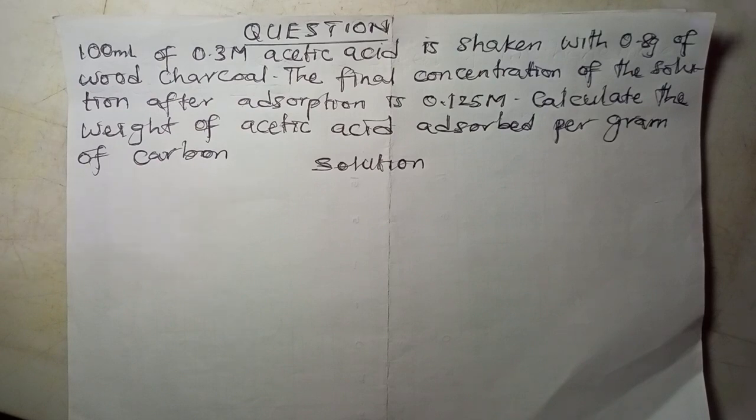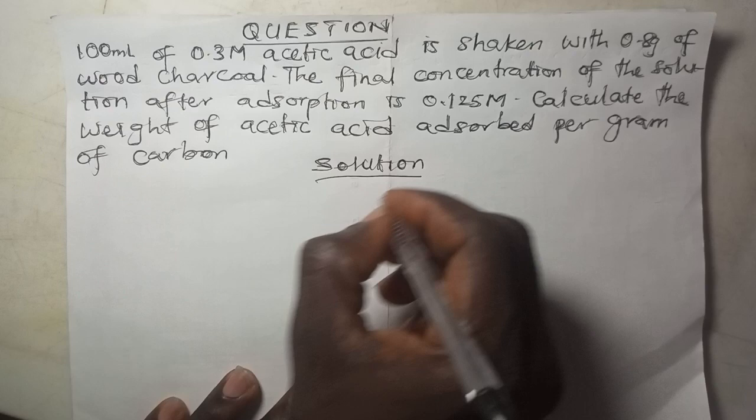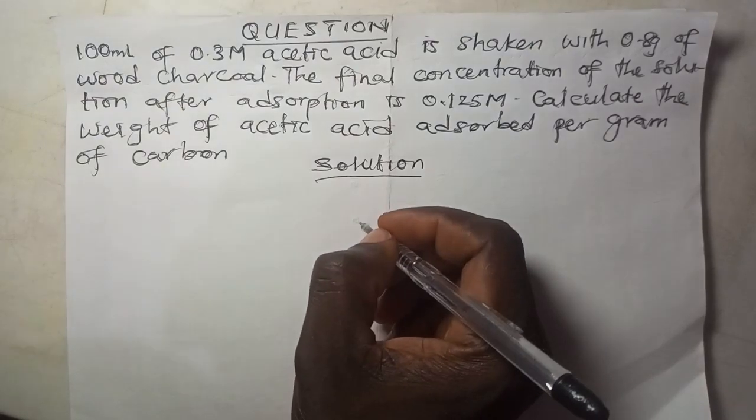Okay, this is a question on catalysis, on adsorption. The question states: 100 milliliter of 0.3 molar acetic acid is shaken with 0.8 gram of wood charcoal. The final concentration of the solution after adsorption is 0.125 molar. Calculate the weight of acetic acid adsorbed per gram of carbon. Okay, very quickly, let's go to doing justice to this question.